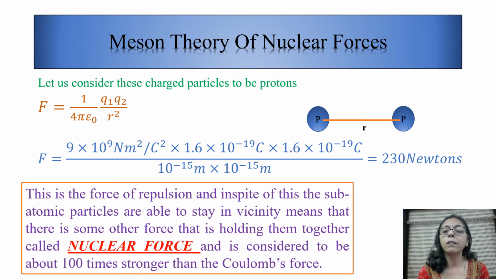Students, do you want to consider why we have taken the distance between the protons to be 10 to the power minus 15 meters? The reason is that we all know the diameter of the nucleus is of the order of femtometers, which you also call as Fermi. So when we calculate this force, you get the value as 230 newtons. Can you imagine the magnitude of force that is acting between these two protons?